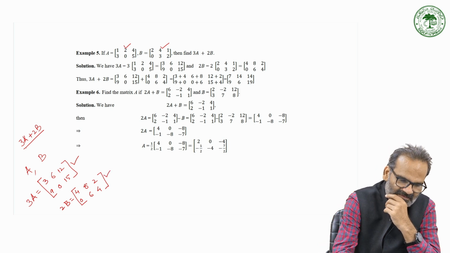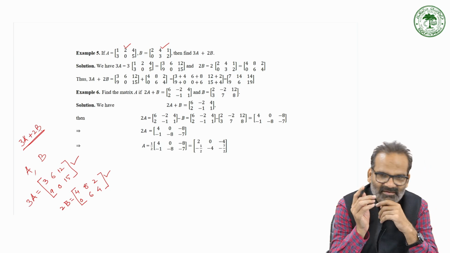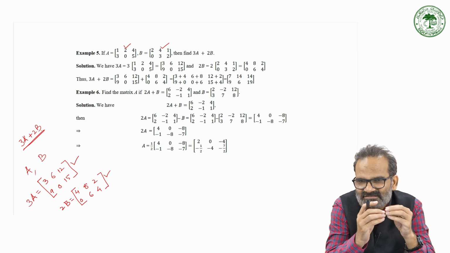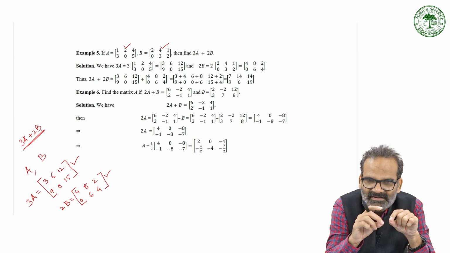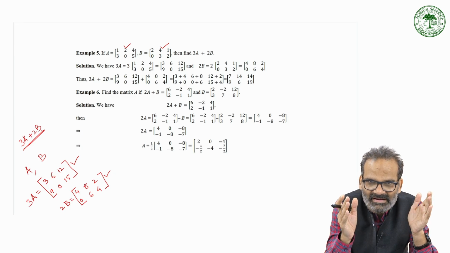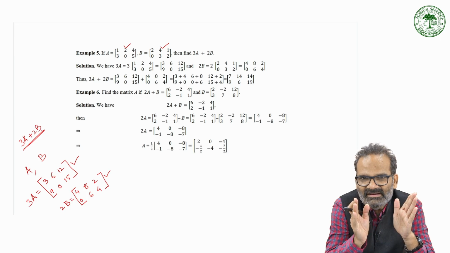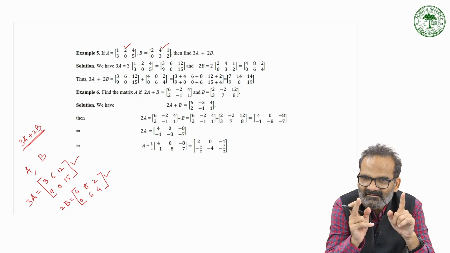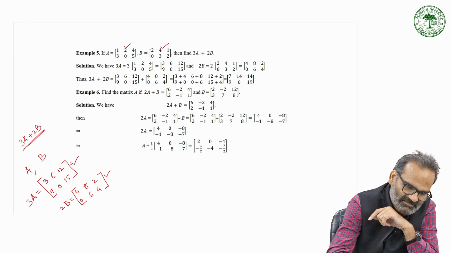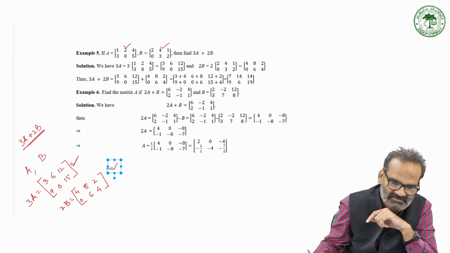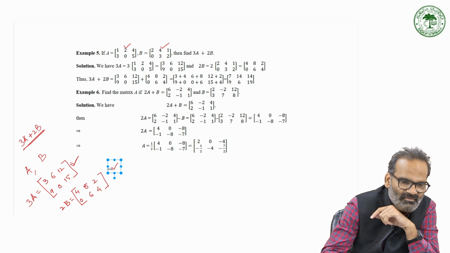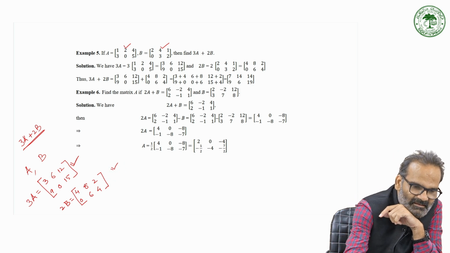What is next? You want to calculate 3A plus 2B, means you are adding these two matrices. 3A is matrix 1, 2B is matrix 2. You can add these two matrices only if they are of the same order. So the order of this is 2 by 3 and the order of this is also 2 by 3. Both are matrices of the same order. Therefore, they can be added, right?